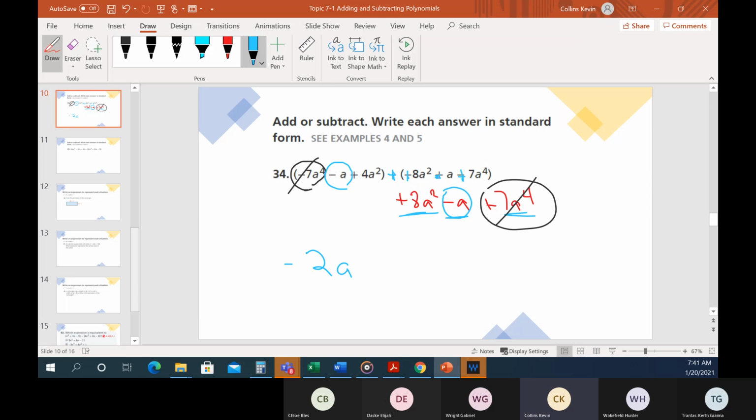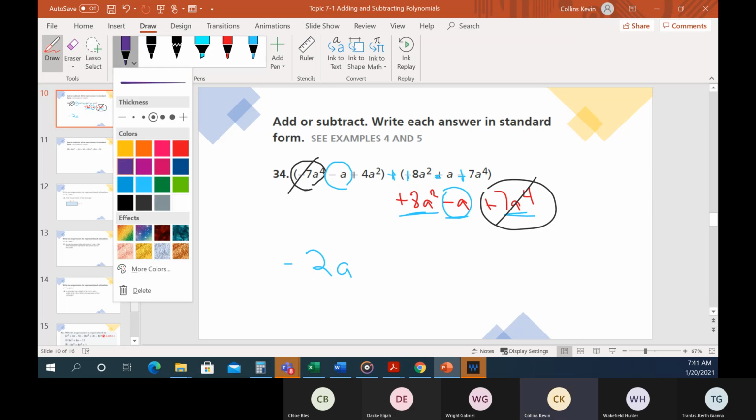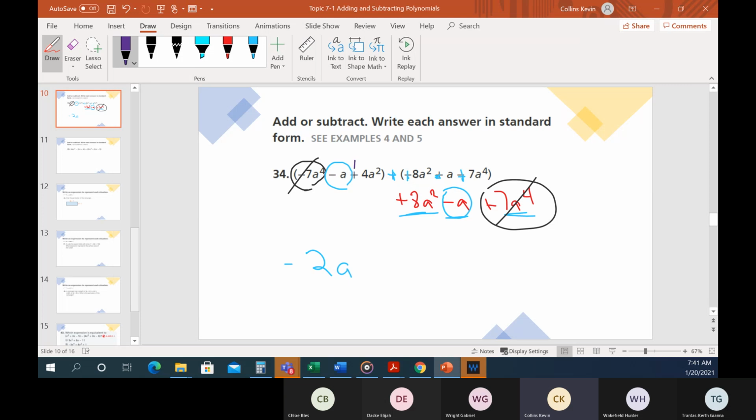All right, let's go on to the last guy here. Oh, I missed one, didn't I? But that's okay. We can just put him up front here. I have minus 4a squared plus 8a squared. So I have 8 minus 4, that's going to be 4. And remember, the a squared goes first. Like that.